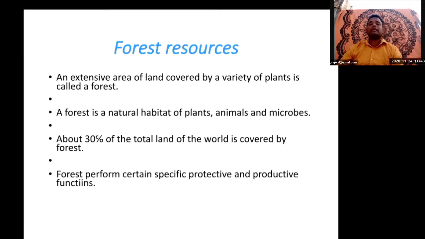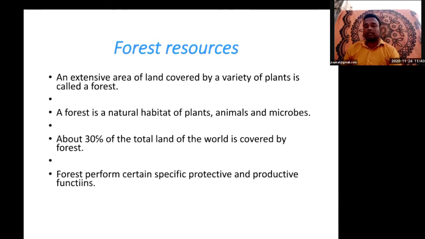Nearly 30% of the total land of the world is covered by forest. Okay, that is the total area of the land. Out of that, the 30% which is covered by forest, forests perform specific protective and productive functions. See, forests perform very specific protective functions.